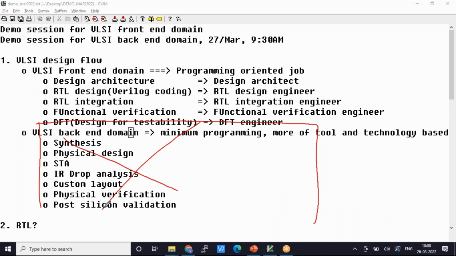The software will not have any of these processes. If you ask a software engineer what synthesis is, he won't even know what synthesis is. He won't know what physical design is. It is because in software, only code is finally getting used.